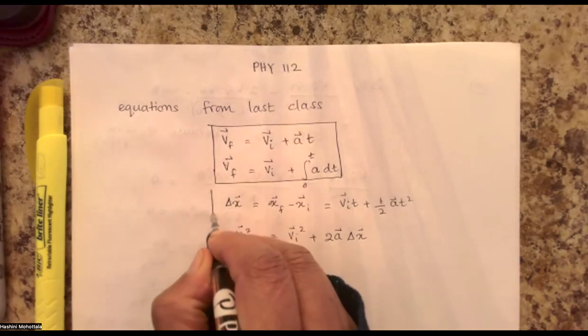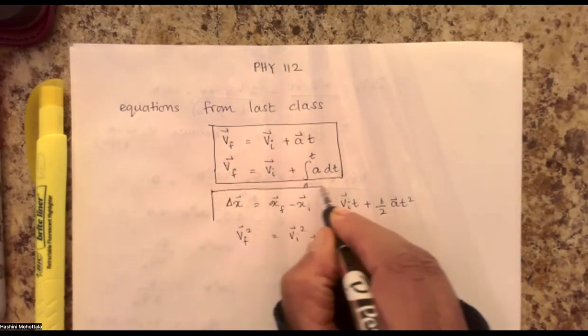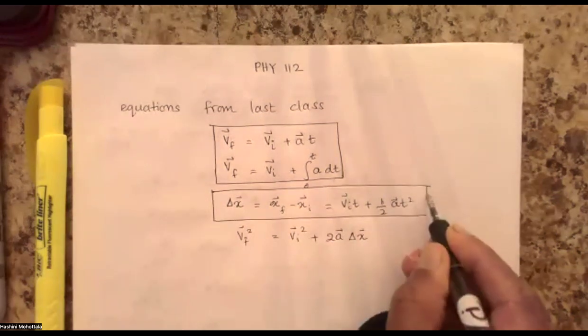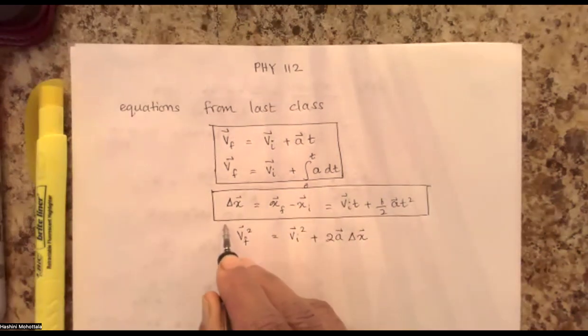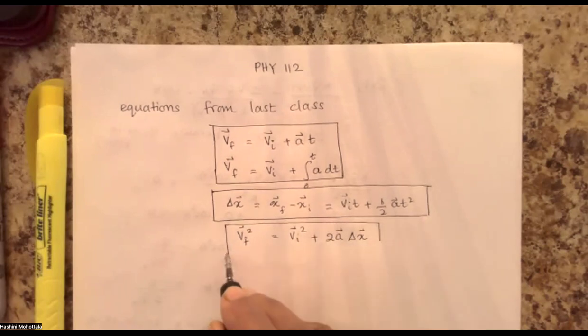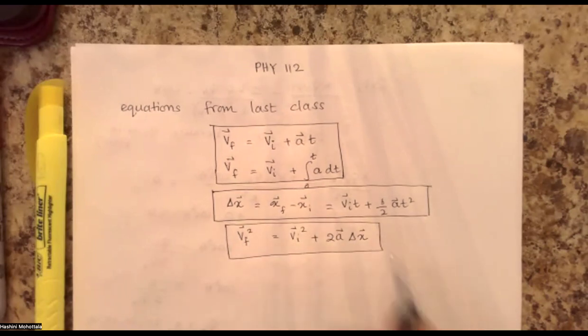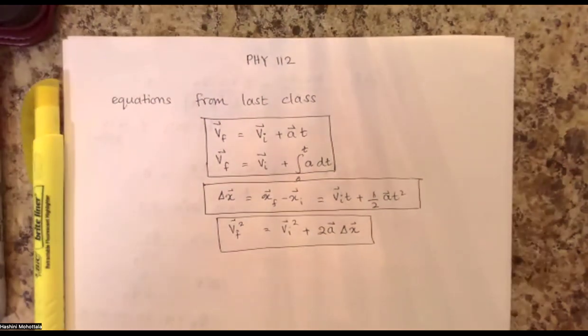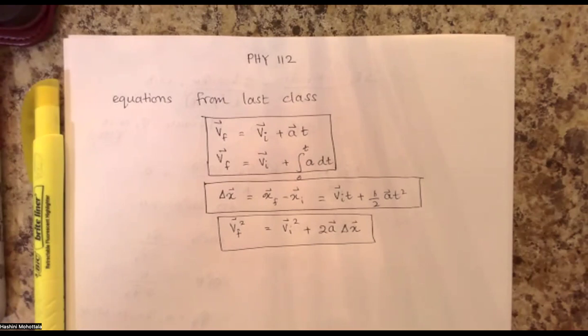And then the next equation, we usually call it the second equation. This is for the displacement. And then the last equation is as follows. We have V final square equals V initial square plus 2A delta X.